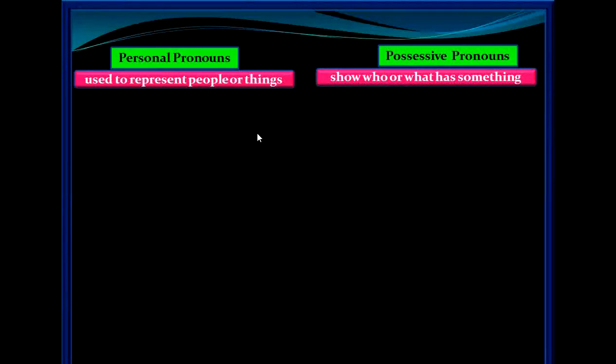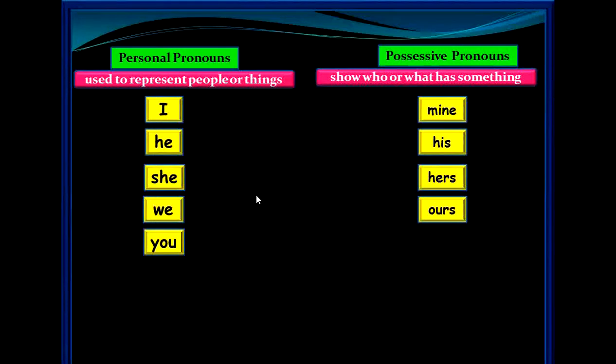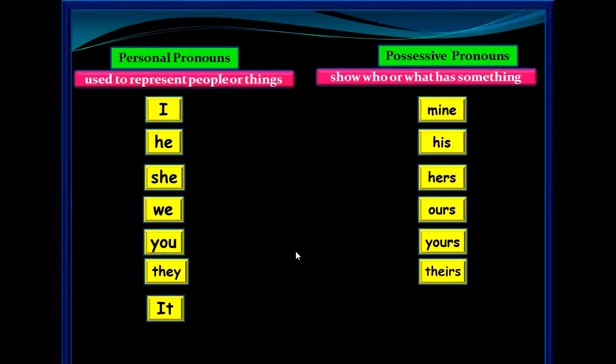All the personal pronouns have their own possessive forms. The personal pronoun I has the possessive form mine. The personal pronoun he has the possessive form his. Similarly, the personal pronoun she has the possessive pronoun hers. The personal pronoun we has the possessive form ours. The personal pronoun you has the possessive form yours. For the personal pronoun they, the possessive form is theirs. And for it, the possessive form is its. So these possessive pronouns are used to show the ownership of something.